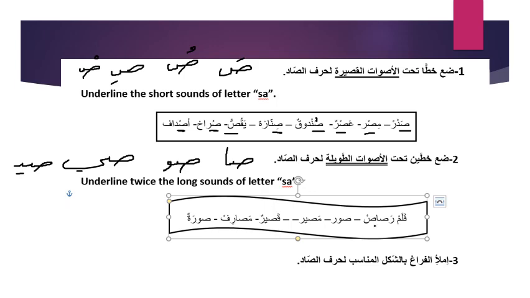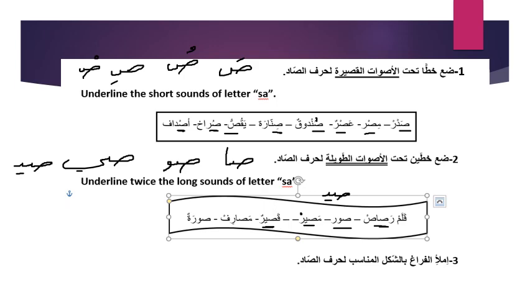Where's the long sound here? Here it is, sa. The second one is sur. This is the letter sa, su. Masir. Where is the letter sa in the middle? Here it is. We have sa, then ya. In this word qasir, where is the letter sa in the middle? It's si, sa, and ya.